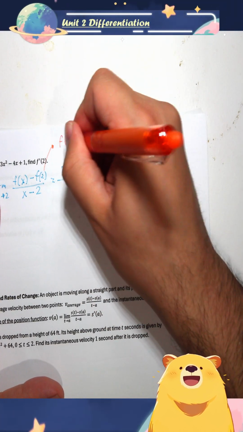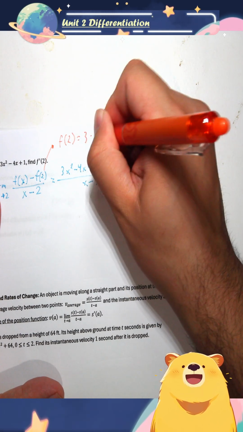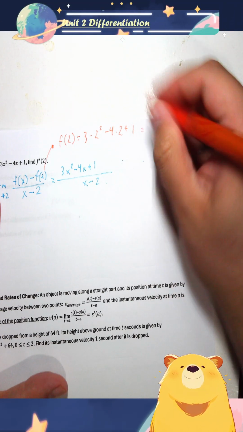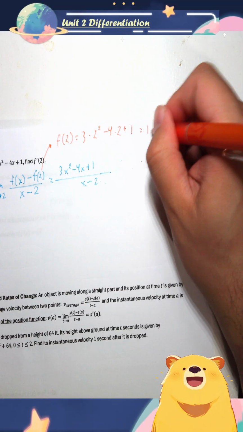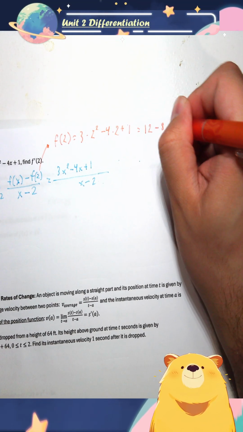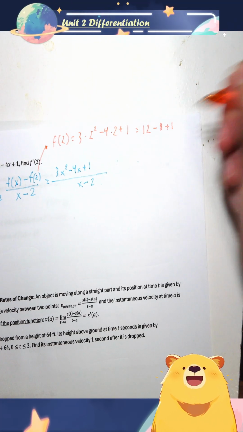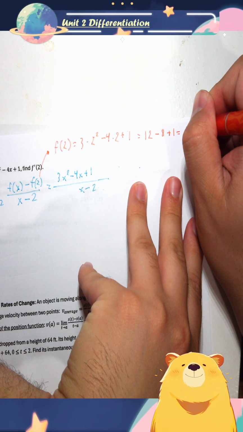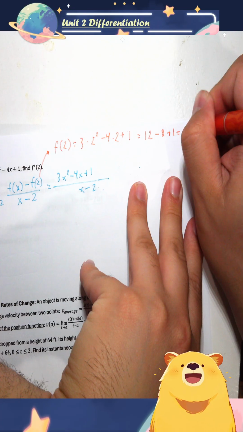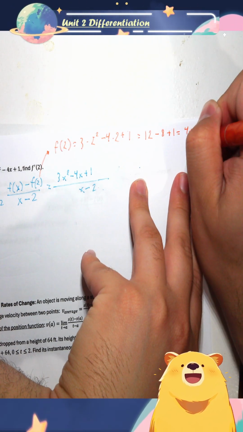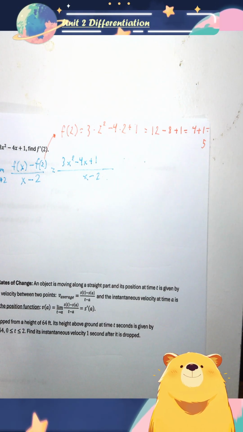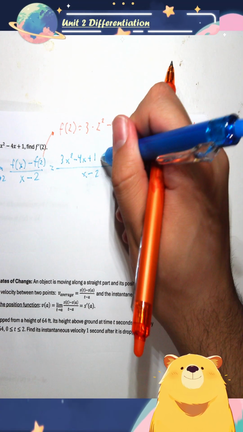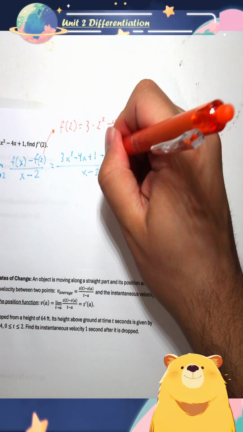And it's going to be f of 2 is equal to 3 times 2 squared minus 4 times 2 plus 1. That first part is 12, that second part is 8, and that last part is just 1. And then that's going to be 4 plus 1, that's going to be 5. Alright, so now we can just plug that in. Minus 5.